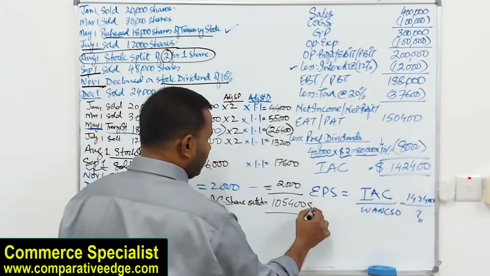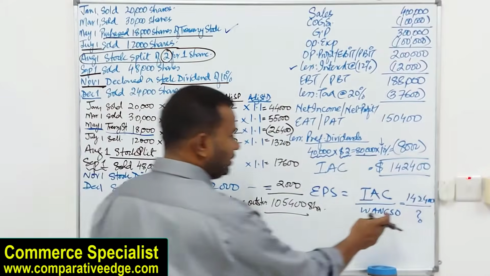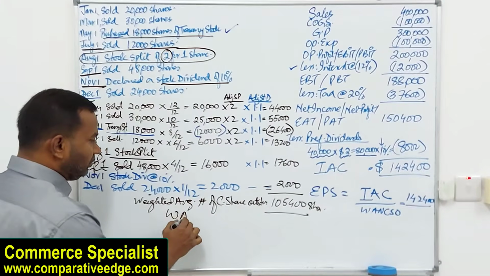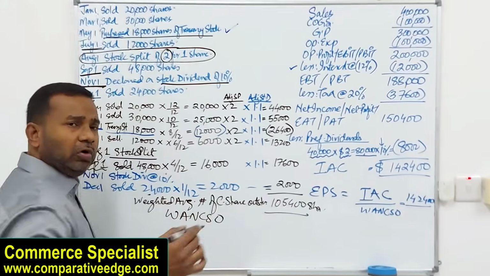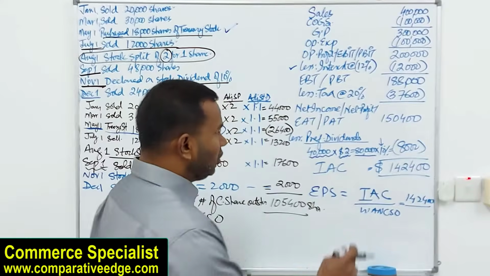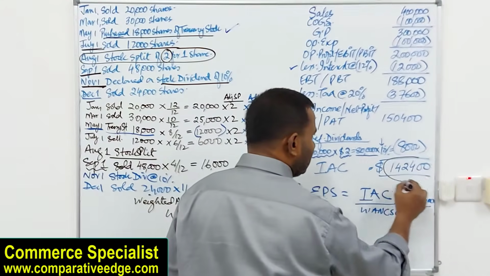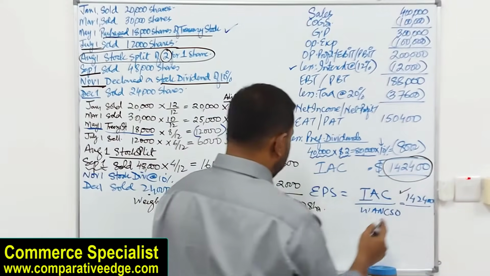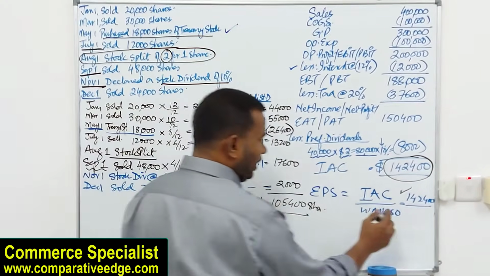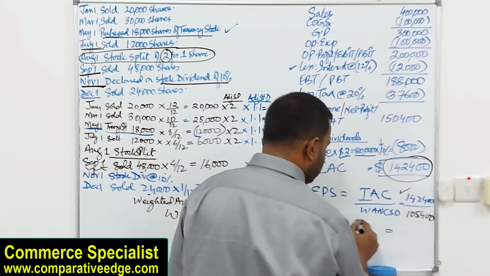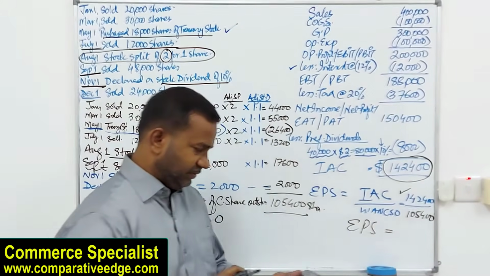So these many shares, which means here the Vansco, this is a short form, we can call it Vansco, or you call it anything. Actually, these are weighted average number of common shares outstanding. So your income available for common shareholders is 142,400. Your weighted average number of common shares outstanding is 105,400 shares.